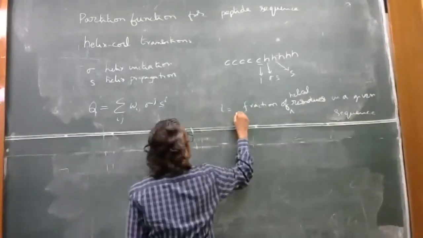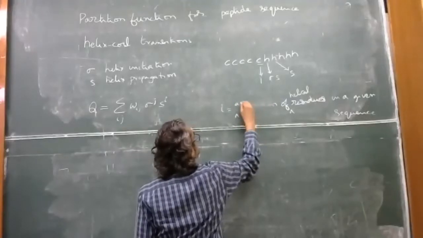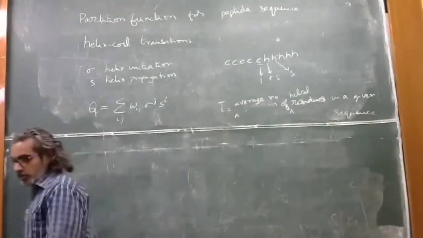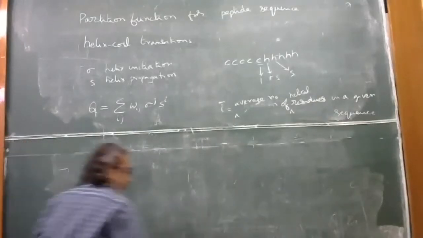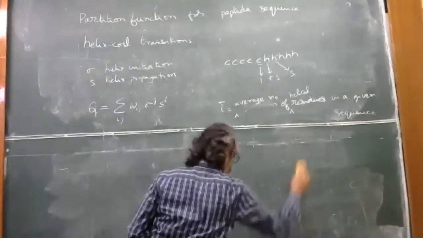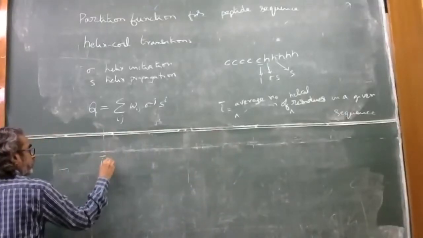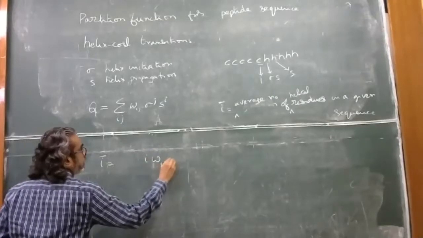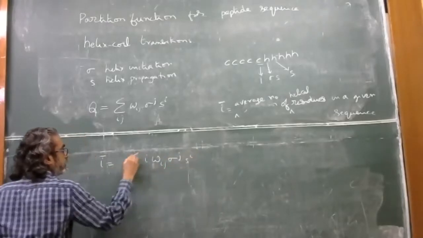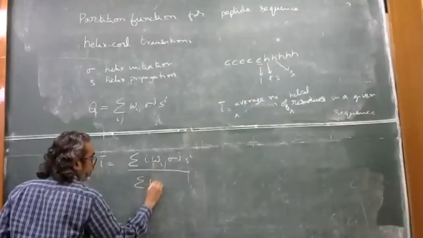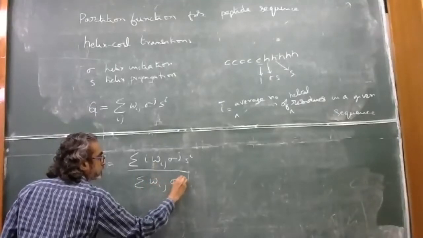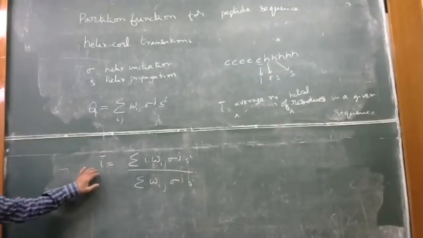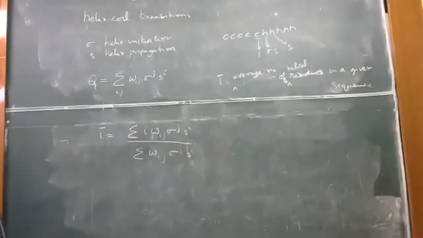Basically, the average number of helical residues, I. So you can define the average I: I bar is the sum over I and j of I times g sigma to the j, S to the I, divided by the sum over j and I of sigma to the j, S to the I. That's basically the definition for the average number of residues in the helical stretch.